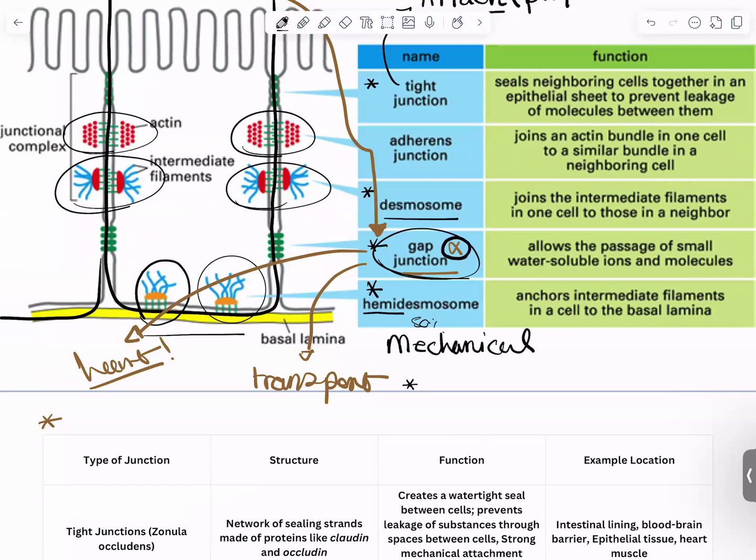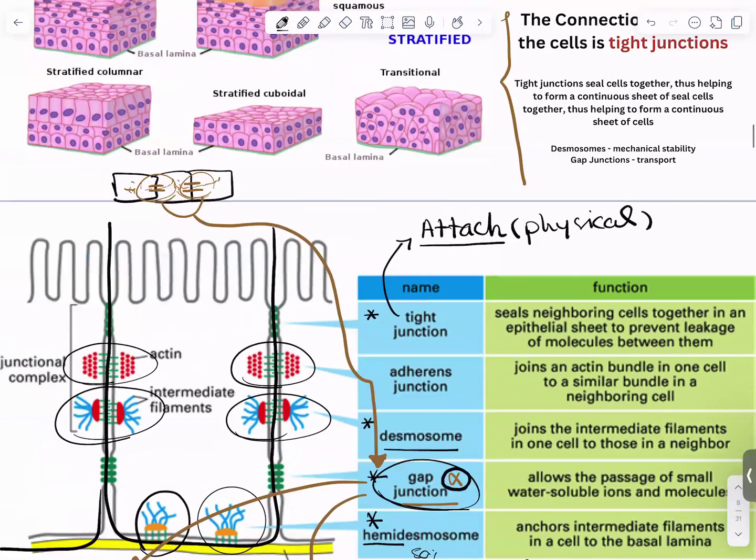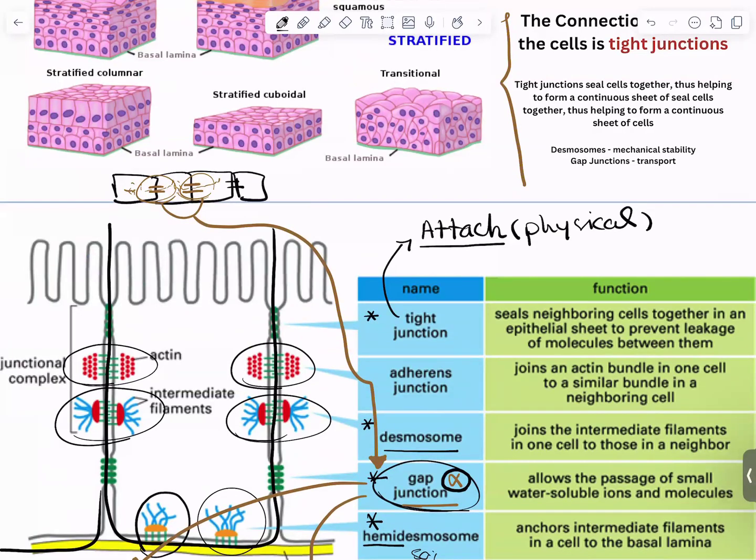Yes. That's the reason. One of the functions of the desmosomes and hemidesmosomes is that it connects your epithelial tissue to the structures below. Tight junction is about the cells just next to each other. Okay, thank you. I got it. Any other questions?